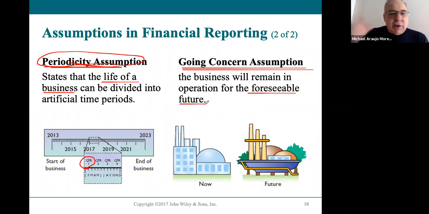So it's a going concern. It's going to be going into the foreseeable future. We're going to keep assuming that it's never going to end. Okay.